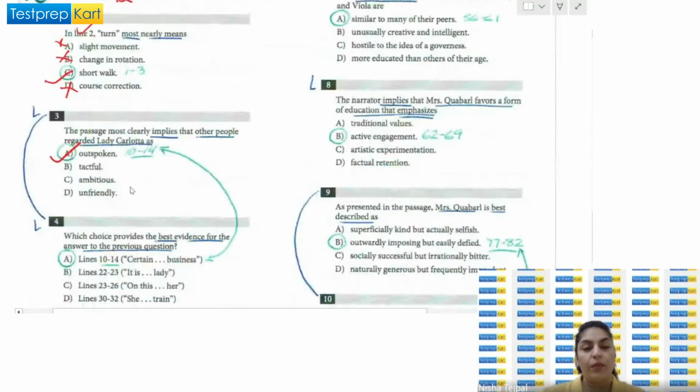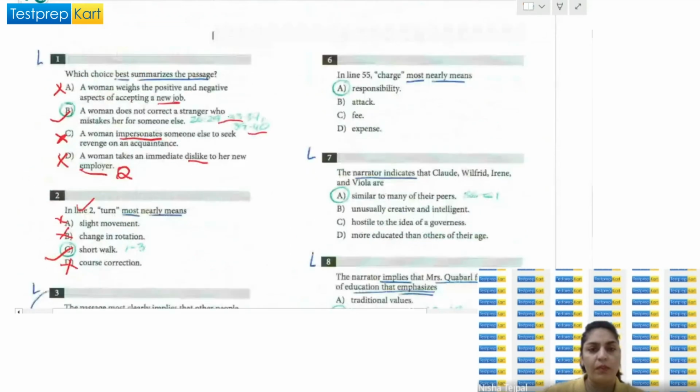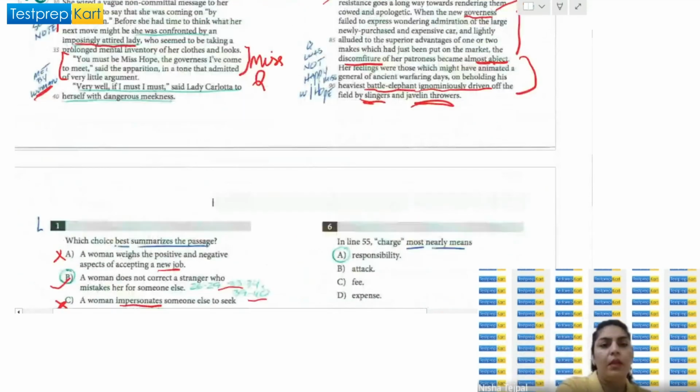Okay, she's ambitious, she's unfriendly, tactful. We don't have any supportive statements for these, so we cannot say yes to them. But she is outspoken, and we also see some other evidence in the passage. When she says, "Are you Miss Hope, the governess I'm looking for?" she says, "I must, I must." She is so outspoken. She is not even telling the real truth or the actual situation.